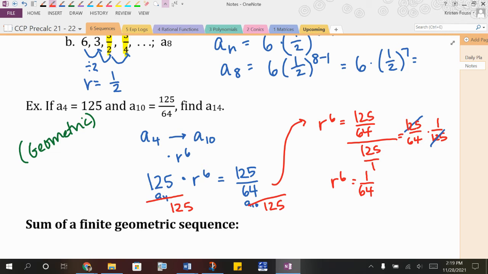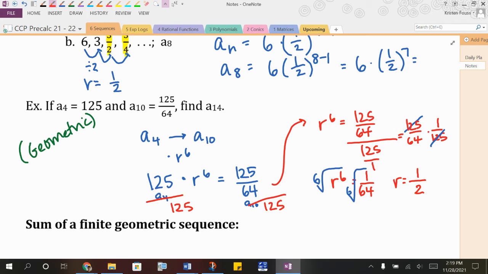All right. So again, I'm just dividing both sides by 125. It just got a little messy because of the fractions, but I'm at the point where r to the 6th is 1/64th. And if r to the 6th is 1/64th, I can take a 6th root, not a square root, but a 6th root, to get r by itself. And I'm pretty sure the 6th root of 64 is just 2. So r is a half. How about that? So this sequence is being built by multiplying by halves.